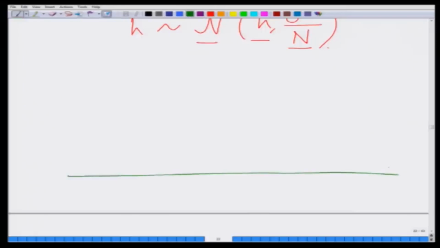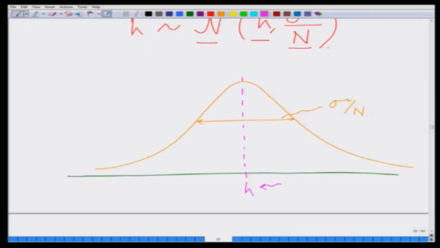This h is random in nature, but you will observe something interesting when you plot the PDF of h. So, let us say the PDF of h for a certain n is given by this Gaussian with spread sigma square by n. Remember, the mean is centered around the true parameter h. This is the true parameter, which is the mean.